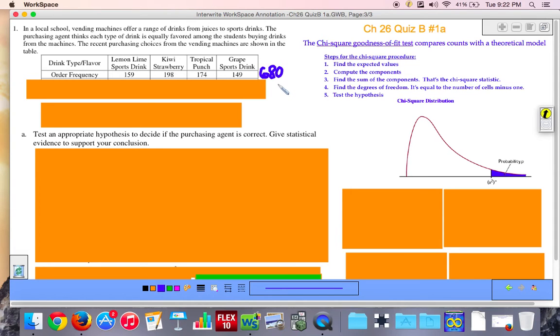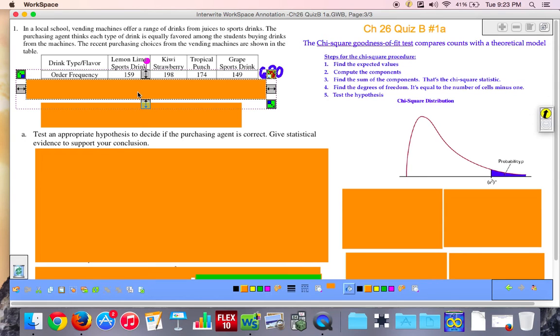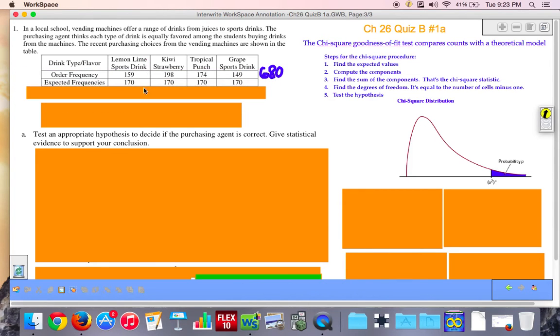That would mean, let's see, 25% times 680. That means we would expect 170 purchases for each flavor. Okay, so that's our expected value. So step 1, find the expected values. We've done this. Check. We're going to go back to this chart throughout the problem.